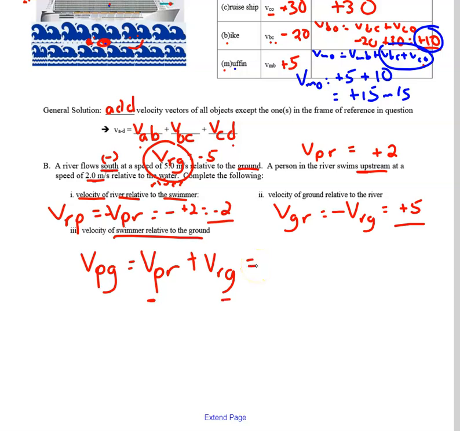Person relative to the river, right here, +2. River relative to the ground, right here, -5. So this equals -3, which is the same as 3 south. In other words, if you're standing on the ground, even though the person is facing upstream, they're going to be carried downstream at a rate of 3. They're not swimming fast enough to make it forward, so to speak. Okay, so we'll look at more of these later on and come in with questions.